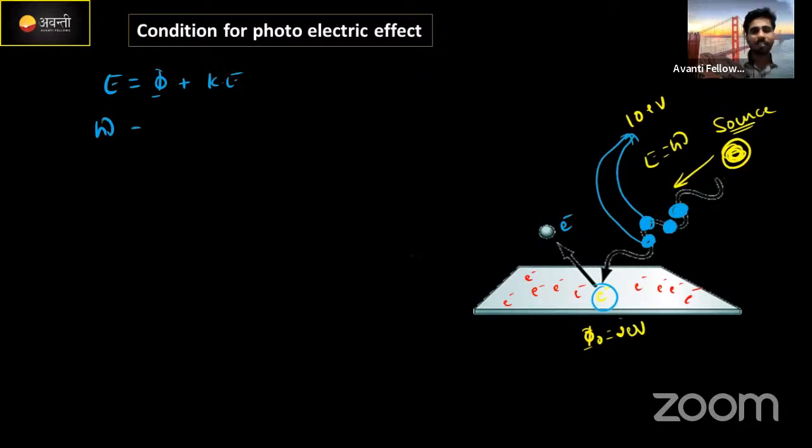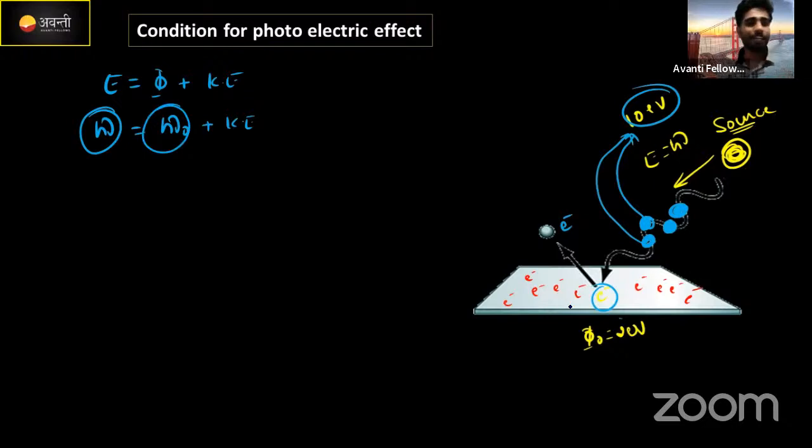The work function is nothing but h nu naught, so E is h nu naught plus kinetic energy. Here the E value is what you are providing, 10 electron volt. h nu naught is what is required for the electron to eject from the metal surface. Here the work function was 2 electron volt. The remaining energy becomes kinetic energy, around 8 electron volt. Correct now?